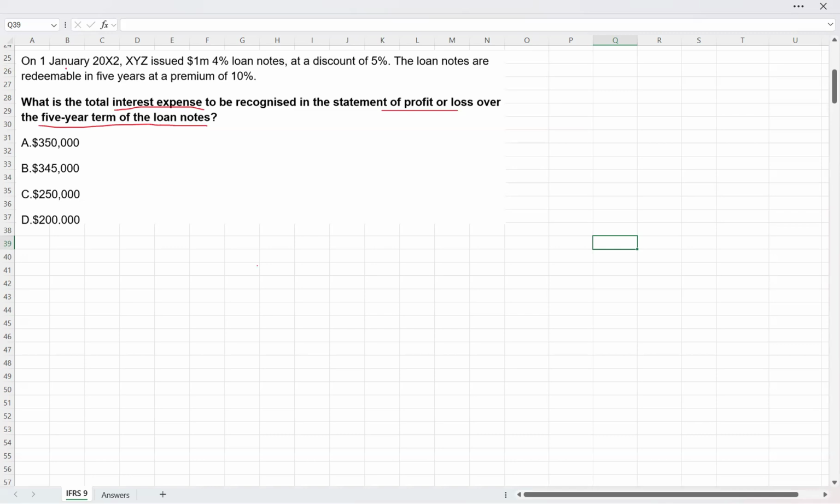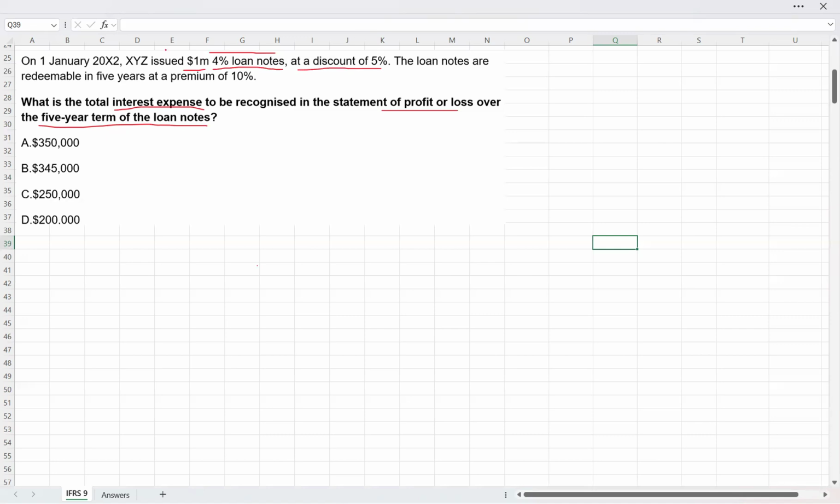So on 1st of January 20X2, XYZ issued 1 million 4% loan notes. Here I will make a pause. They're offering an interest of 4% of the 1 million, so you would expect that this is the only benefit. You make an investment, you give them 1 million and you get 4% every year. But that's not the case, because you are also getting a discount.